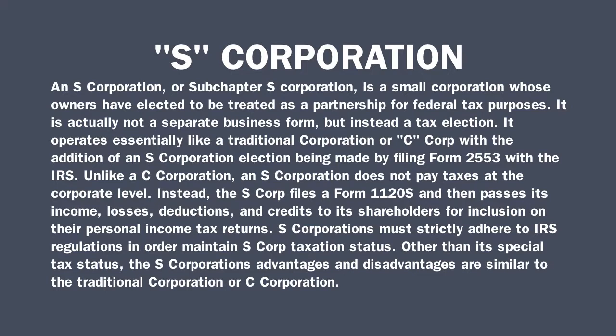Unlike a C corporation, an S corporation does not pay taxes at the corporate level. Instead, the S Corp files a Form 1120-S and then passes its income, losses, deductions, and credits to its shareholders for inclusion on their personal income tax returns. S corporations must strictly adhere to IRS regulations in order to maintain their S corporation status. Other than that, it basically mirrors the advantages and disadvantages of a traditional corporation.